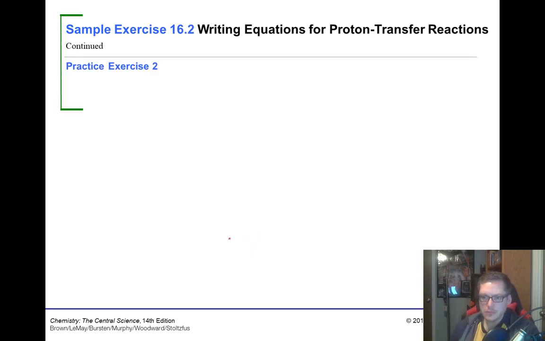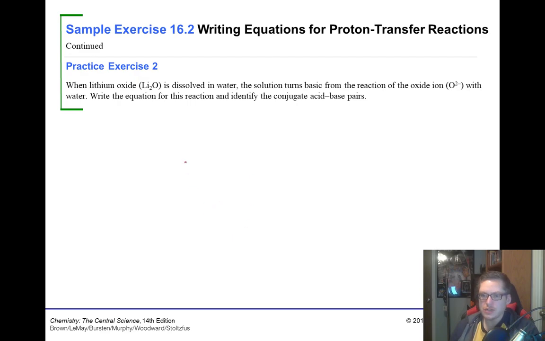All right. It says write equations for the proton transfer reaction. So it says lithium oxide, Li2O, is dissolved in water, and since it's dissolved, we know it's going to turn into these ions. So it's going to turn into 2 Li pluses and 1 oxide. All right, and then it says the solution turns basic from the reaction of the oxide ions with water. Write the equation for this reaction and identify the conjugate acid-base pair. So the lithium ion isn't participating in the reaction. We know that because it just talks about the oxide ion.